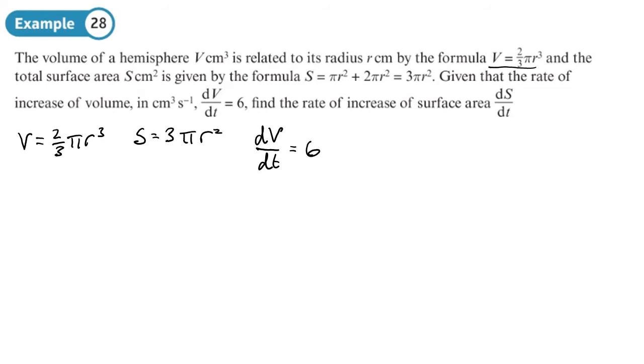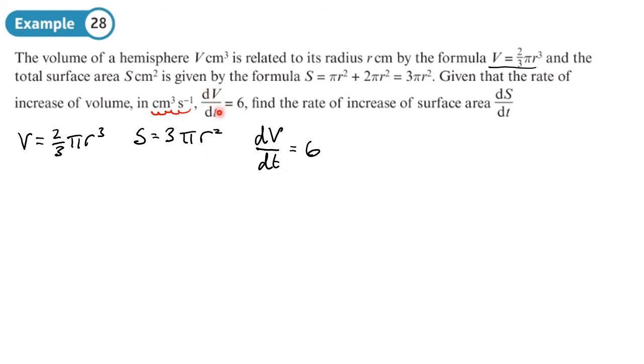Now, oh right, I remember in the last example I did talk about these units here. Given that the rate of increase of the volume is centimeters cubed per second, this can help you with the units you have here. Centimeters cubed is volume, per second is time. Volume over time. The units match.